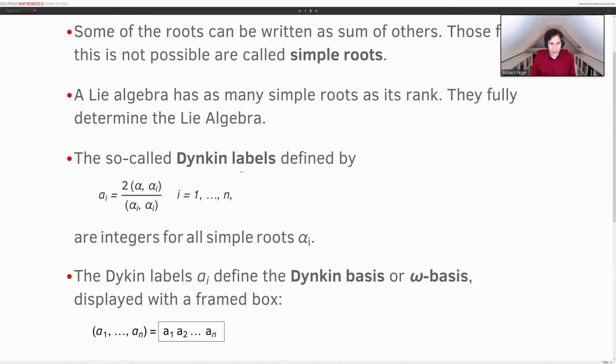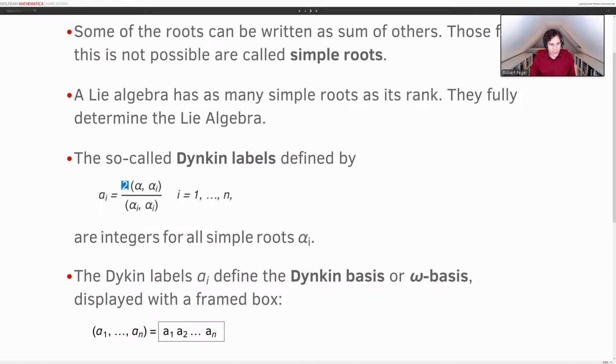algebra. I'd like to introduce to you the Dynkin labels. The Dynkin labels have this definition here. So this here is a scalar product in this space. Alpha is now a general root vector. Alpha i here is now a simple root that I just introduced. This here is a scalar product of the simple root by itself. So it's basically the length of the simple root with a factor of 2.